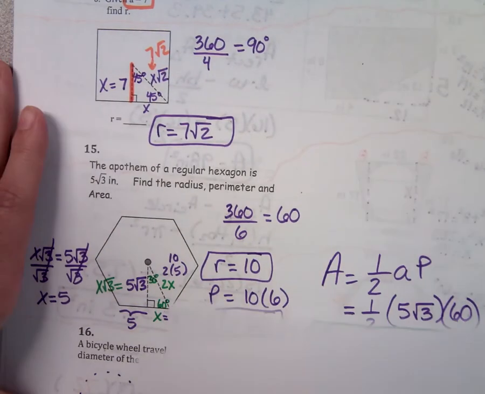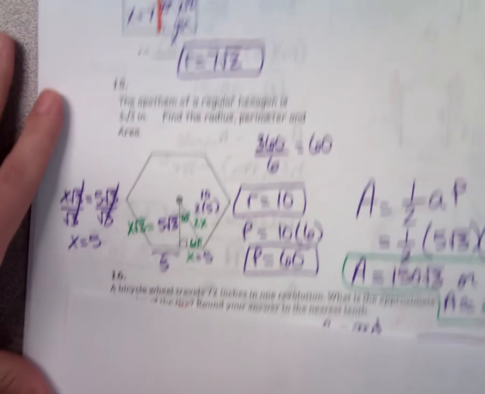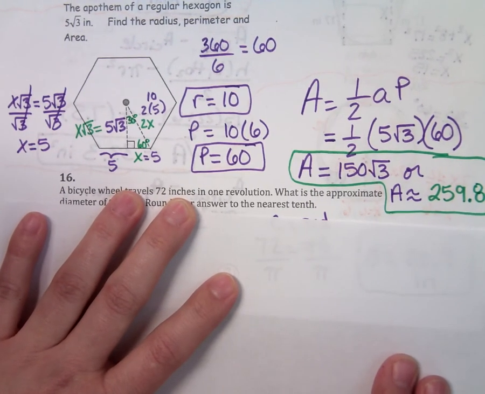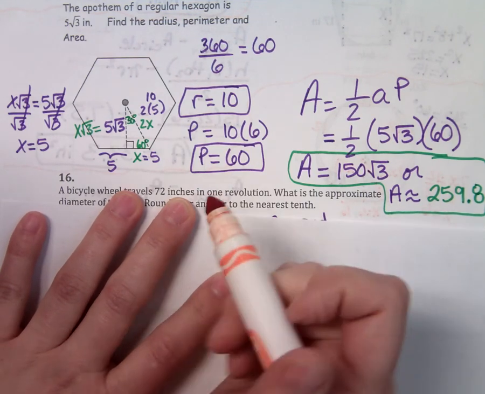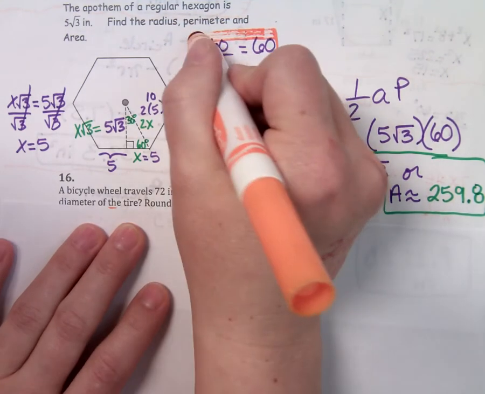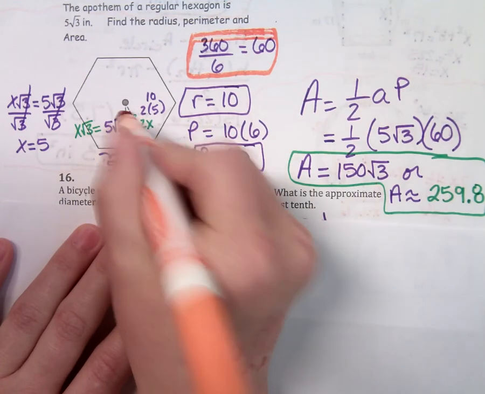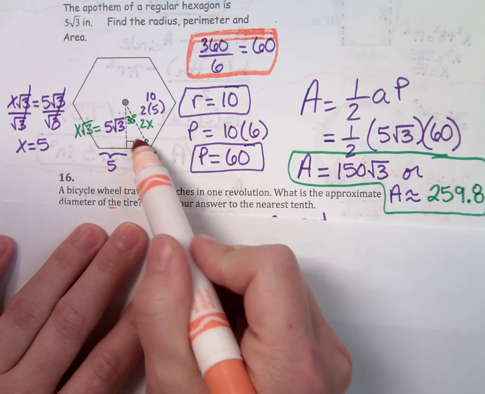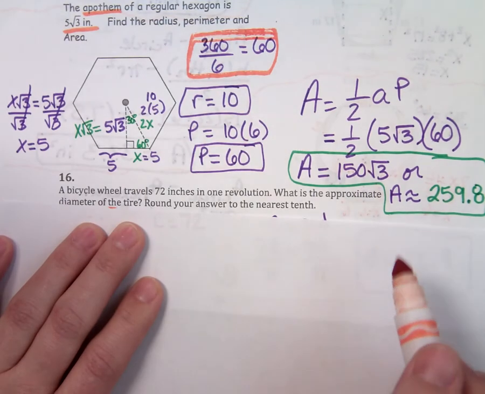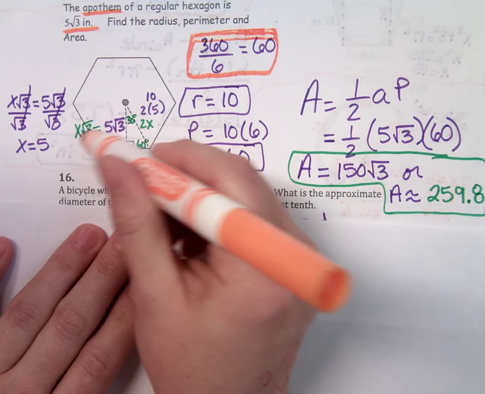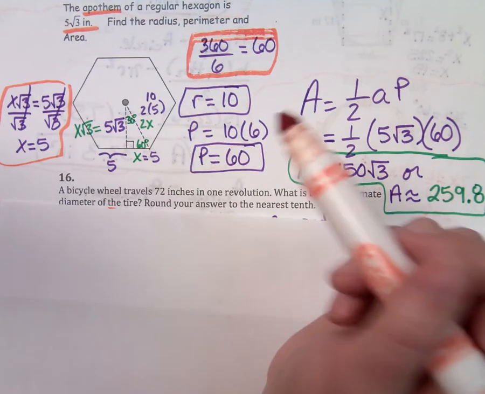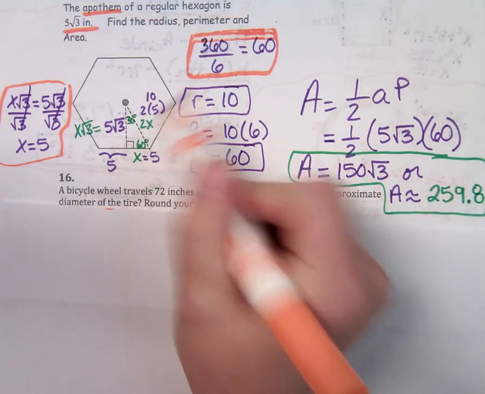Okay, 15. More regular polygons. Here we go. Okay, so I used my 360 over n. I found that my central angle is 60, so that's how I knew this one was 30. Across from the 30 was x, across from the 60, x square root of 3, across from the 90, 2x. They gave us that the apothem was 5 square root of 3. So I set x square root of 3 equal to 5 square root of 3, and I solved that equation over here and got x to be 5. So if x is 5, the radius is 2 times 5, so the radius is 10.